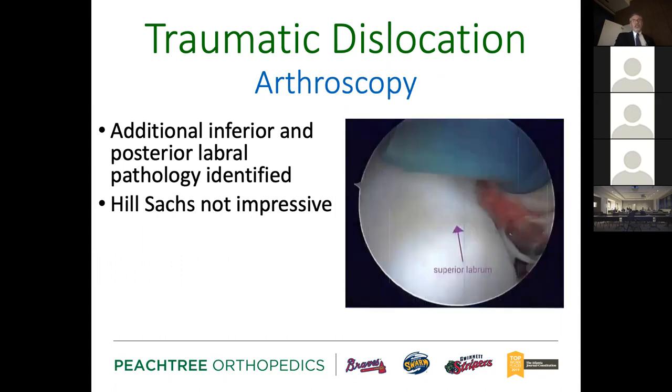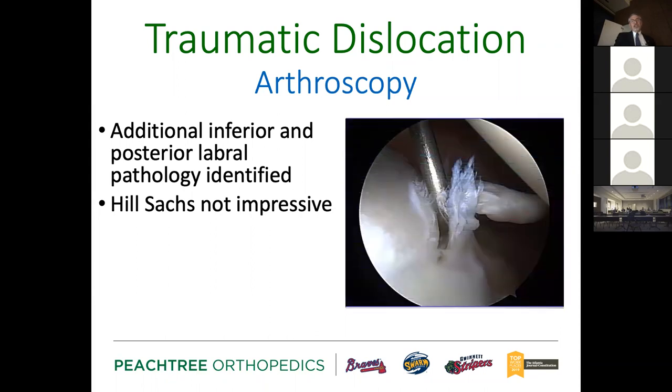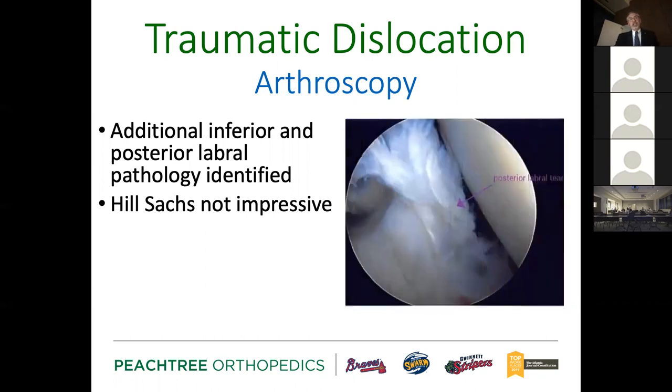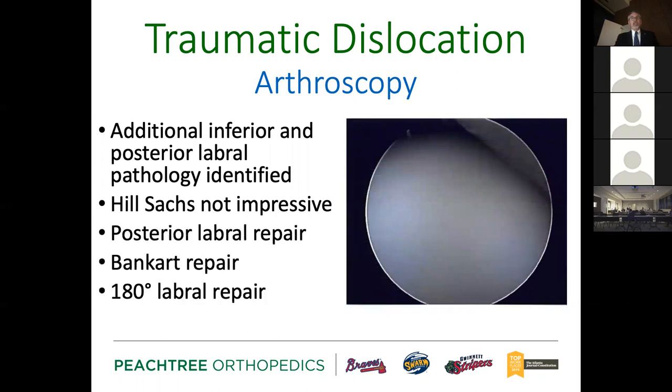You can see that the labrum is off. Superior labrum looks fine. And there's inferior labrum. You see that pedunculated piece of labrum that was torn off there right about the 5 o'clock position. So basically, it was a 180 degree labral tear. And there you see the posterior part of the tear. And this was a Hill-Sachs area. You didn't see any bone, so it was not impressive there.